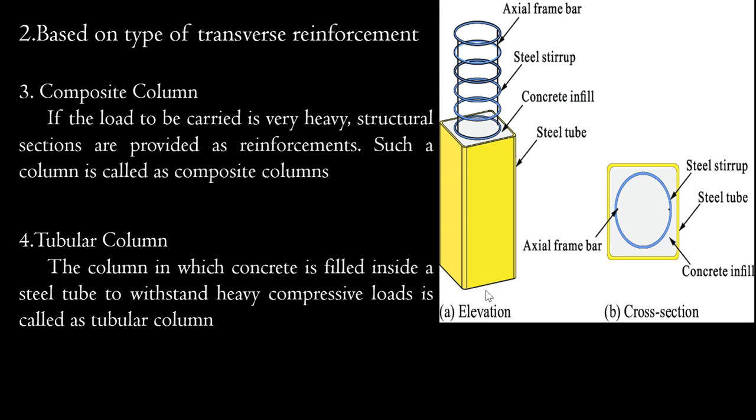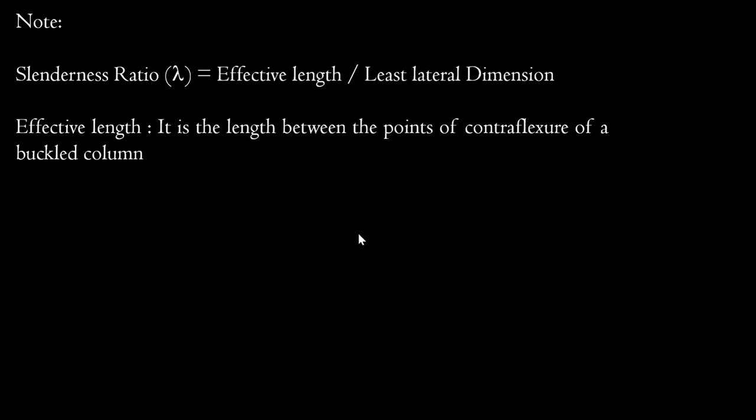See, this is an elevation, 3D elevation, and this is the cross section of this. There won't be any formwork. This will be inside a steel tube, and this will act as a column. Here also it is mainly used because this carries a higher load.